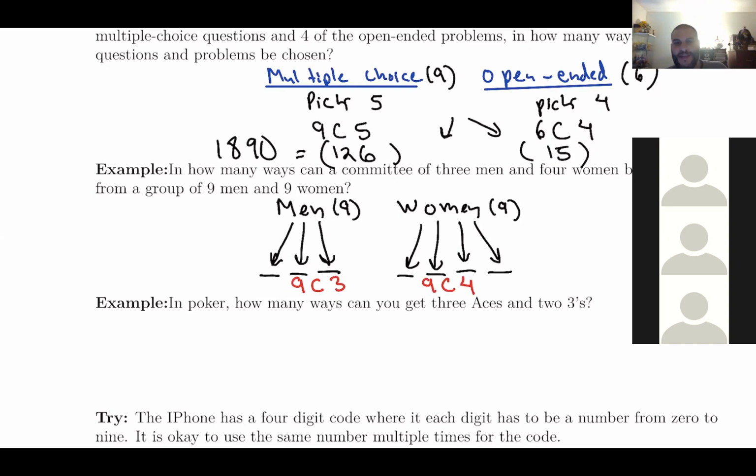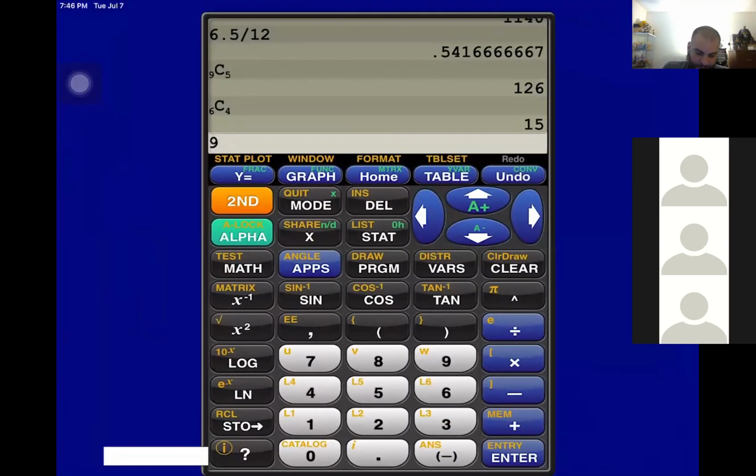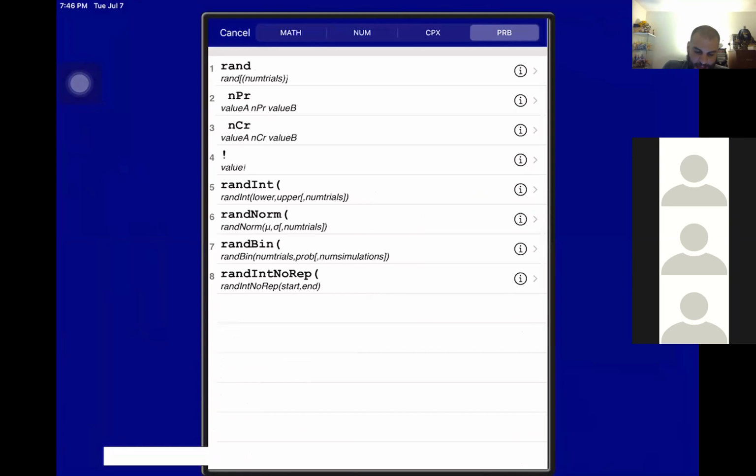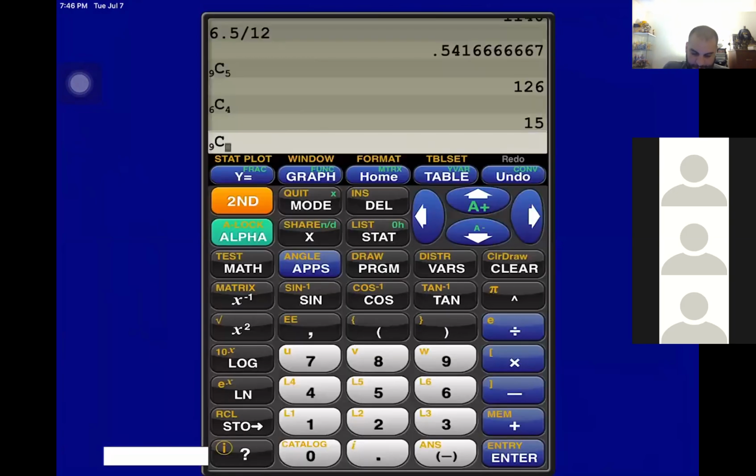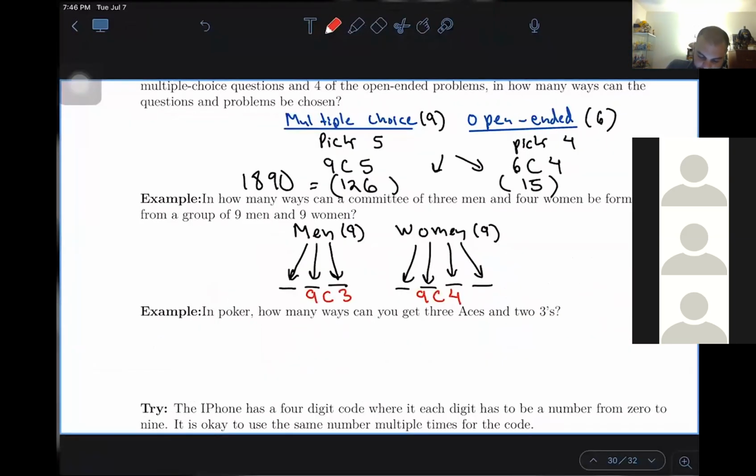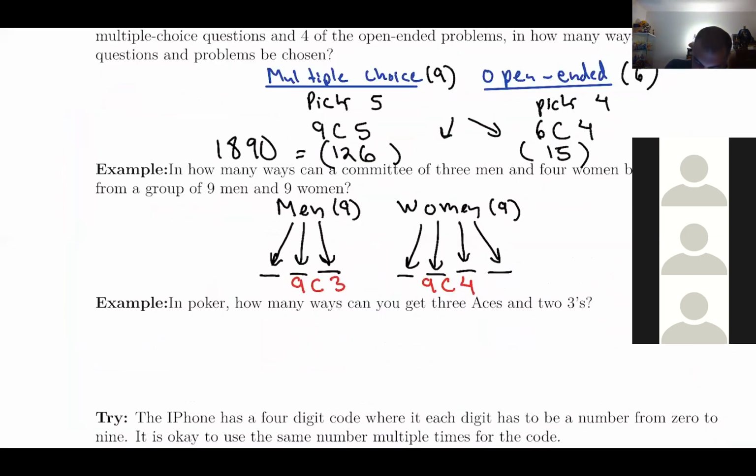So I'm going to go ahead and use my calculator. On the calculator, you go 9, math, PRB, nCr, and we do 3. So you get 84 for the men. So that's 84 for the men.